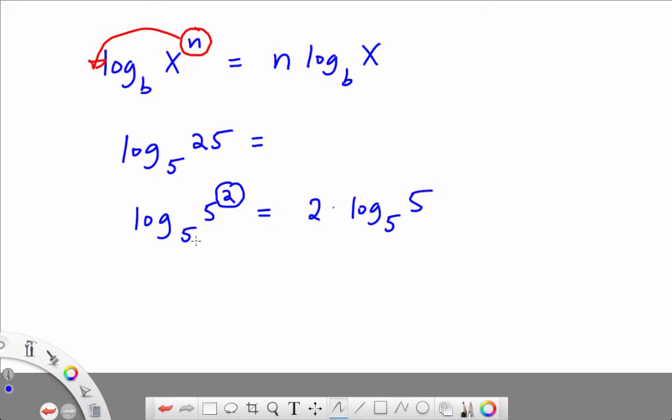Now this side, since it's log base 5 of 25, as I said, that's 2. 5 squared equals 25. This side is 2 times, and what is the log base 5 of 5? That's 1. 5 to the first equals 5. So we have 2 equals 2.